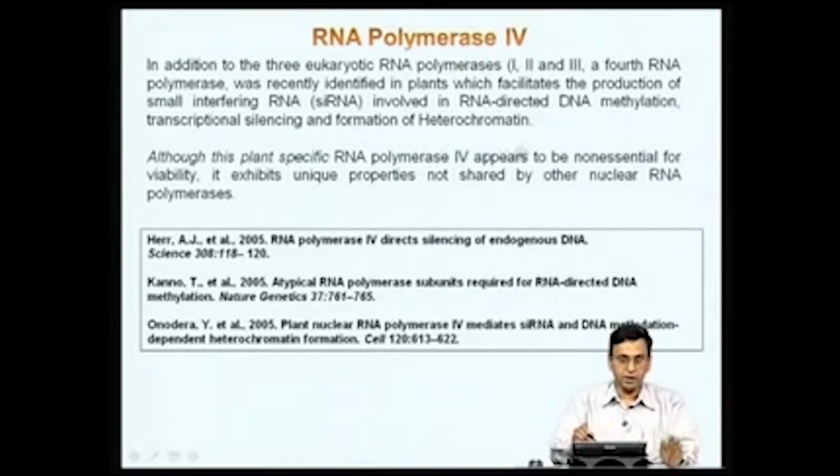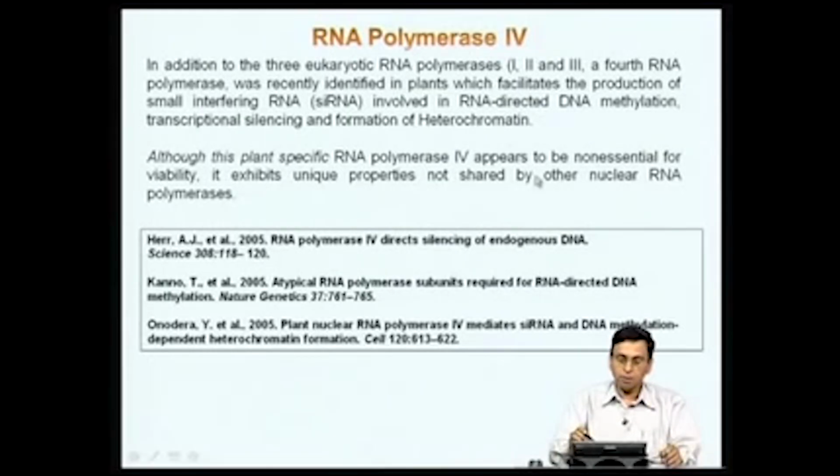At that time we will explain in detail, but just remember at this time point that a novel RNA polymerase referred to as RNA polymerase 4 has been discovered in plants. So, in addition to the polymerase 1, 2 and 3 which most of you have studied in textbooks, here now we have a novel RNA polymerase which is called RNA polymerase 4.